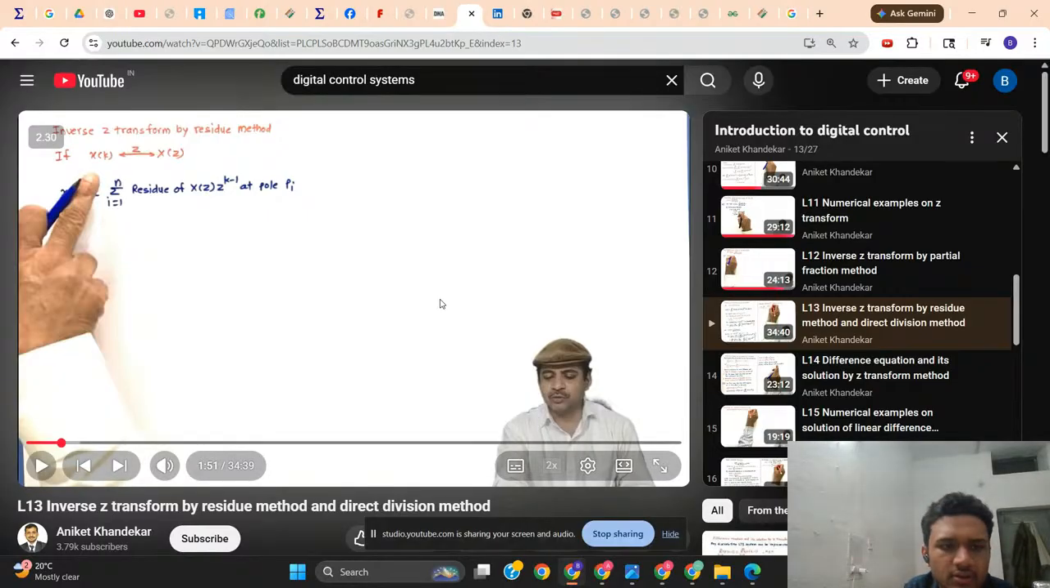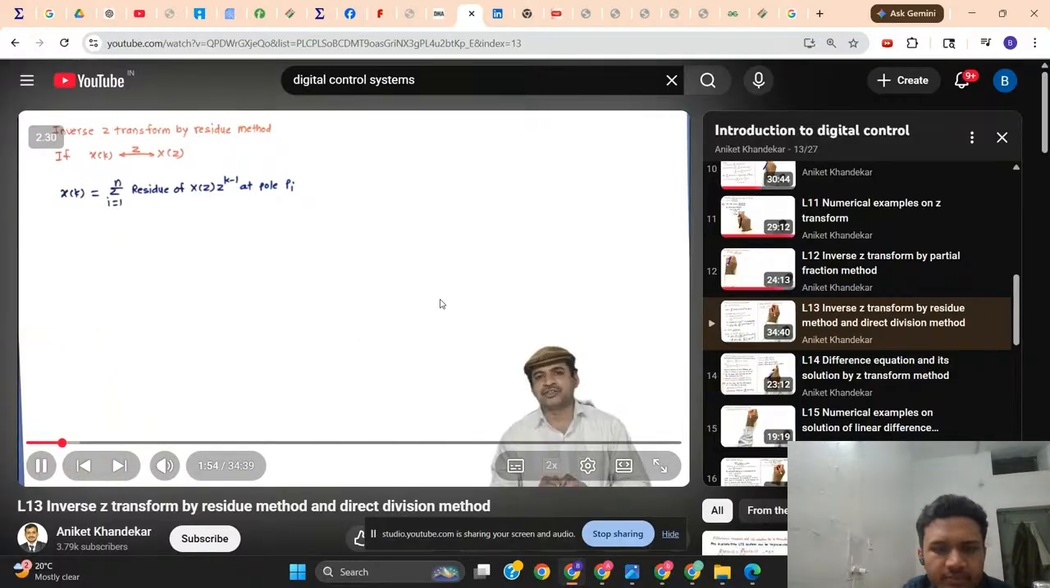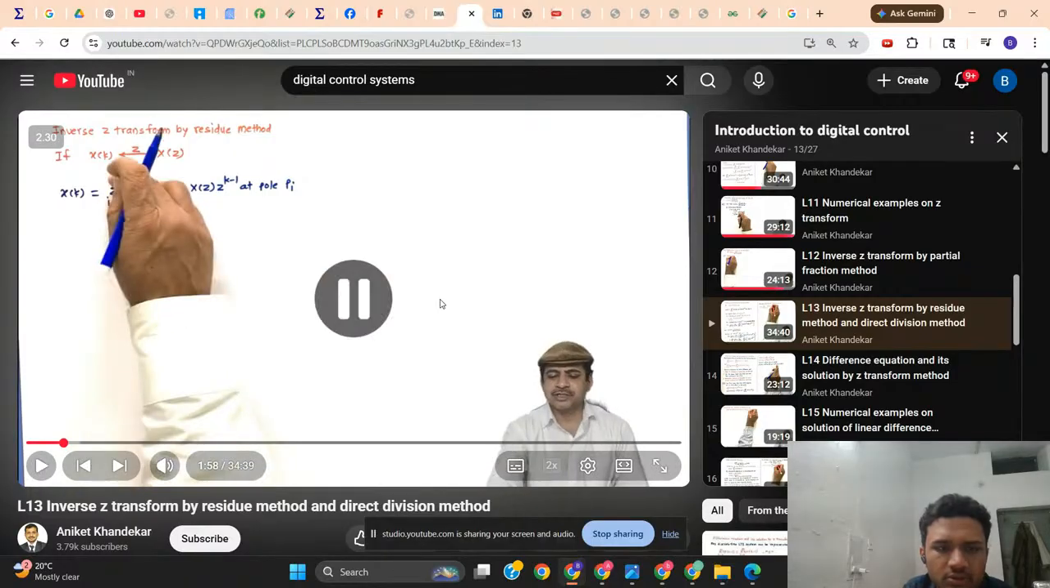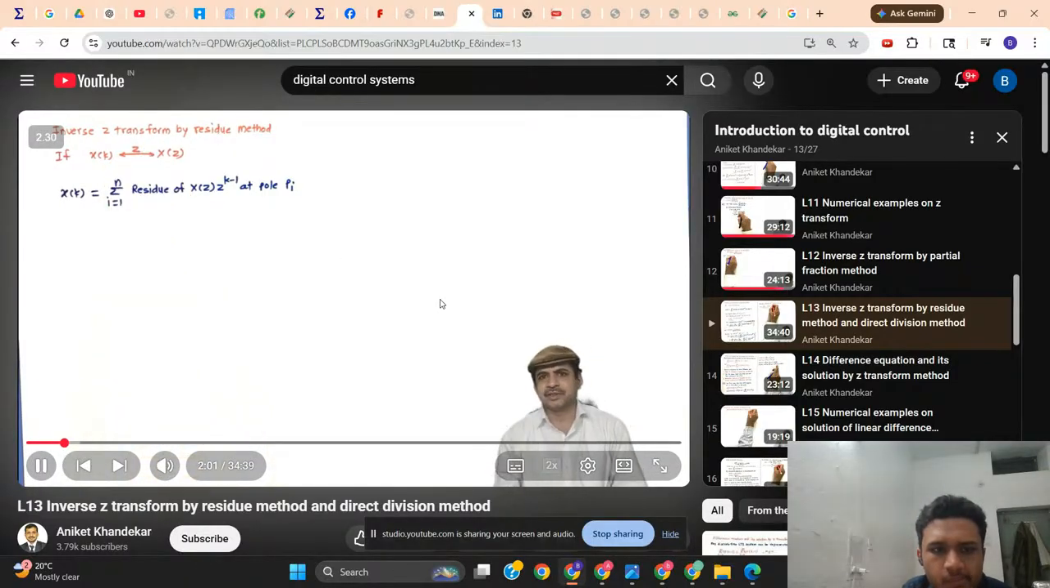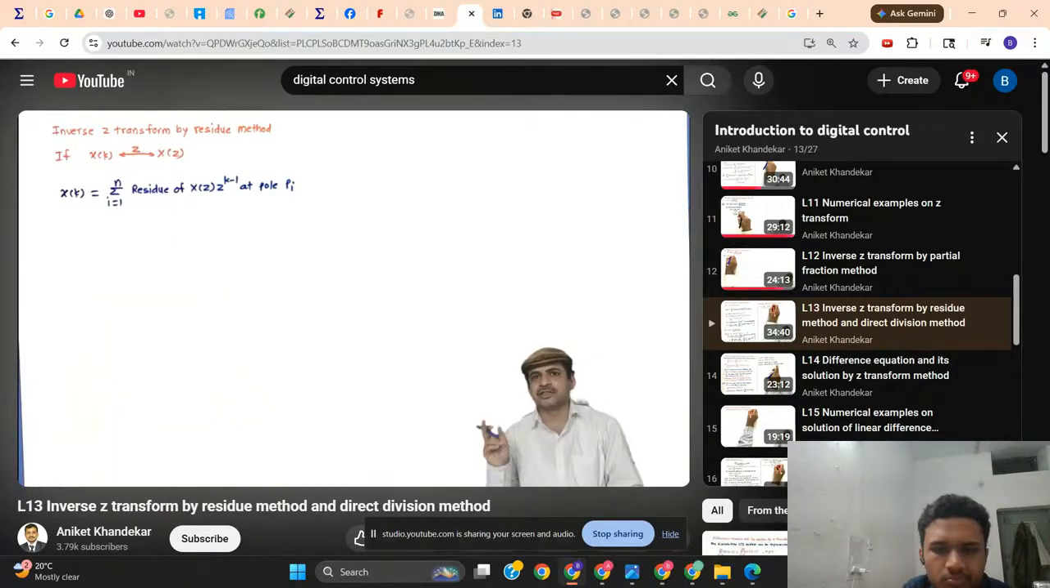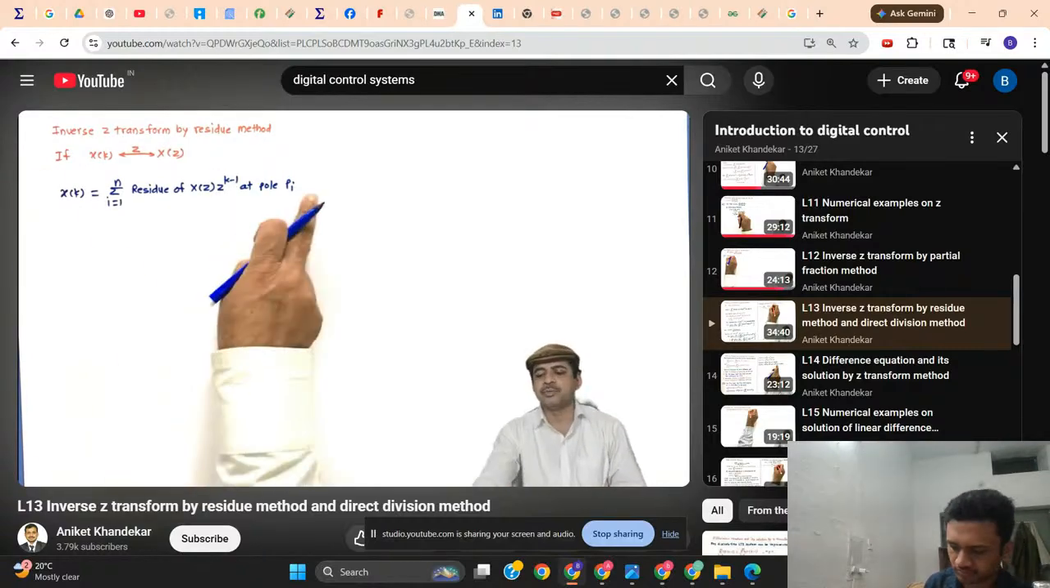1 to n holds true only if there are distinct roots. If the roots are not distinct, there are some repeated poles. So this number will differ, n will differ. The poles will be n, but the residues will not be n. Because even though there is repeated pole, the residue is only 1. So how to calculate the residue of X of z into z raised to k minus 1 at pole pi?